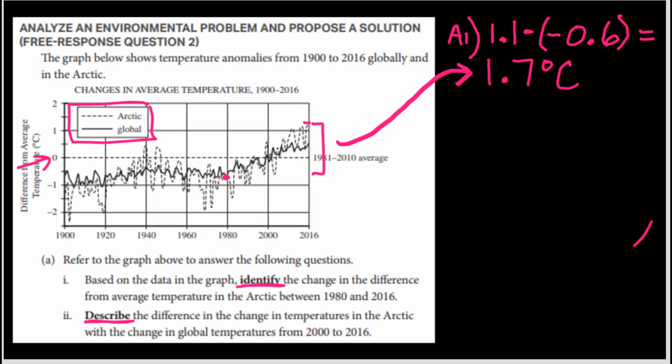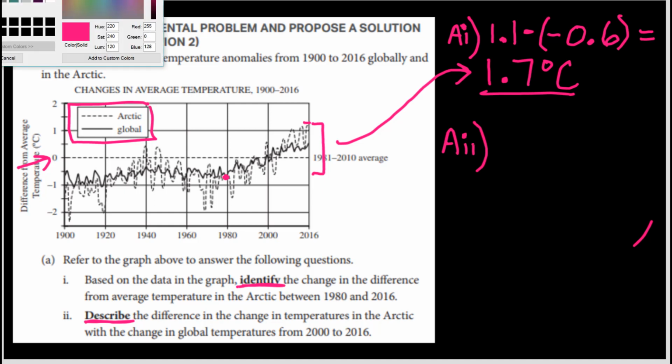The next thing they ask us to do is to describe. The first one, they just wanted us to identify it, so I used math to do that. But the next one they say describe, so then they want you to use words. They want to describe the difference with the change in temperature in the Arctic with the change in global temperatures from 2000 to 2016.